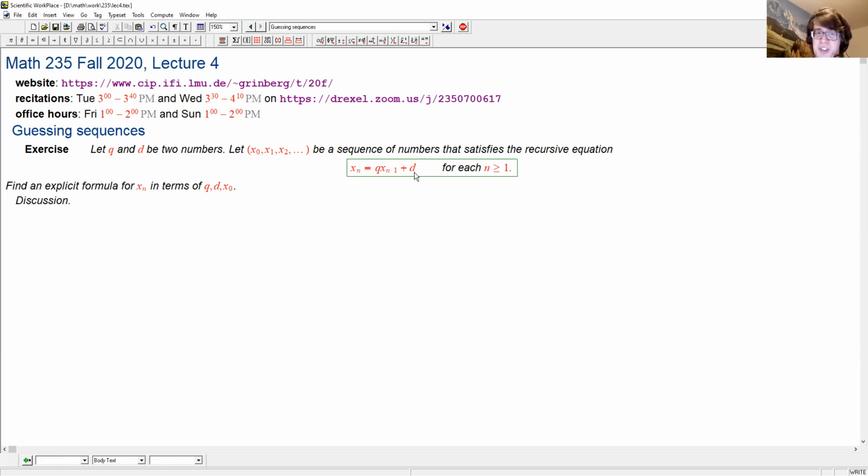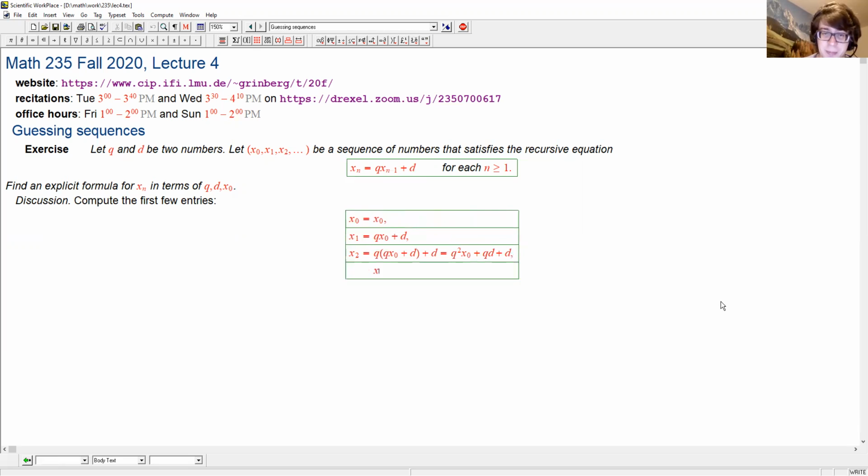Now you might have seen it in high school, but let me quickly show you how to find such a formula. We just compute the first few values. x0 is just x0. We cannot really simplify it. x1 is q x0 plus d by this recursion. x2 is q x1 plus d, but x1 is q x0 plus d. So q squared x0 plus qd plus d.